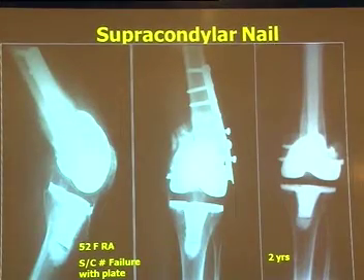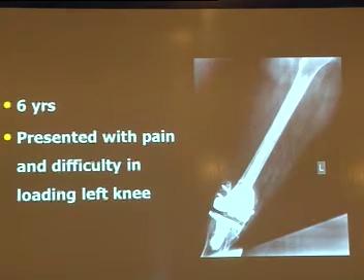So here's an example of a 52-year-old lady who had a supracondylar fracture. She was rheumatoid and the plate failed, and after that we used an intramedullary nail, a supracondylar nail, which was the expansile type of nail, and a 2-year follow-up on this. But she presented even after that at 6 years follow-up with pain and difficulty in loading that knee.